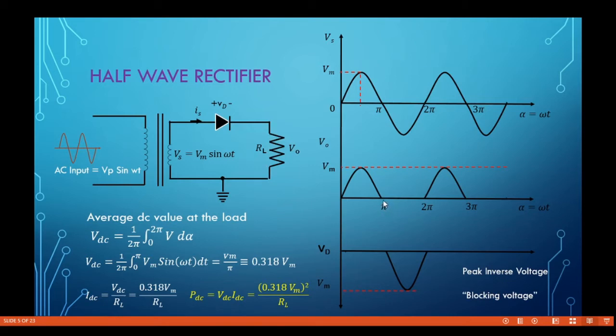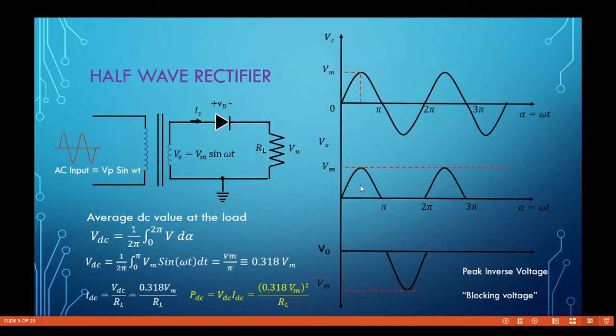So from pi to 2 pi, as you can see here, the output is nearly equal to 0. So that is the output, right? That is the 0 voltage. Now again after 2 pi to 3 pi, the input signal has changed polarity toward the positive of the diode, so this will again produce the output. So this is the function of the half wave rectifier.